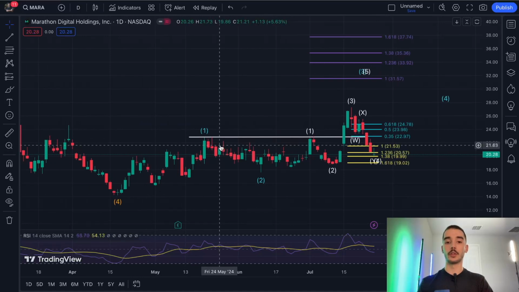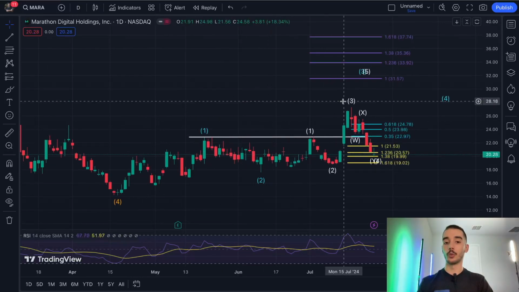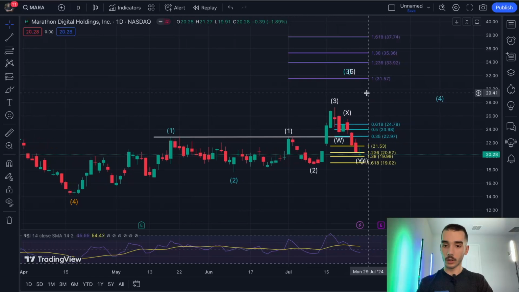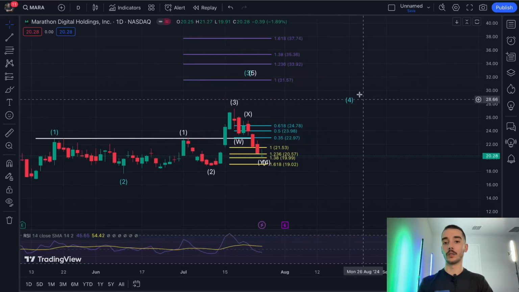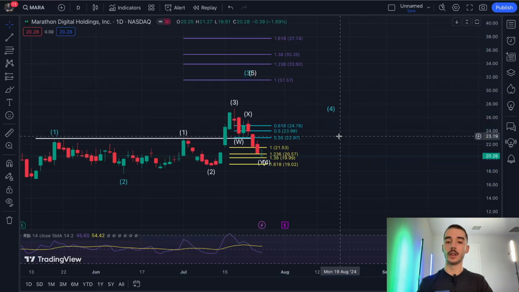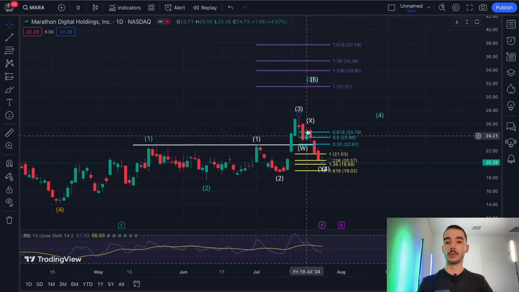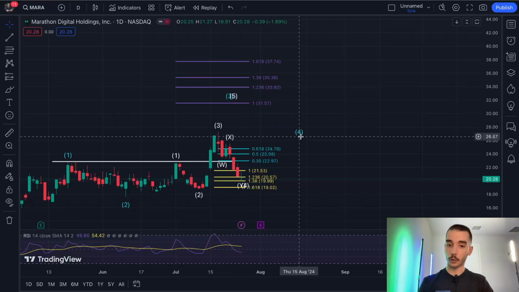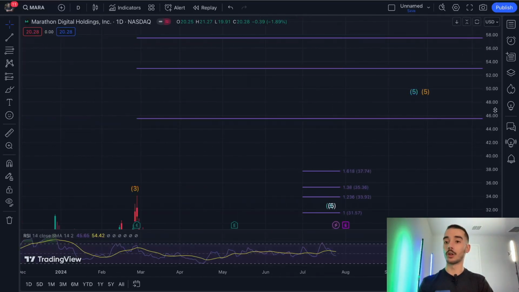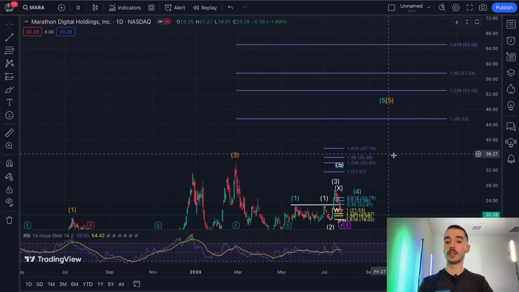But we have a first, second, third wave. The third wave is still in process, and then we'll have a fourth wave, which I will give you guys a fourth wave estimate once we complete the third wave. And then once we have the third wave and the fourth wave, I'll be able to give you guys an even more concrete five-wave estimate.